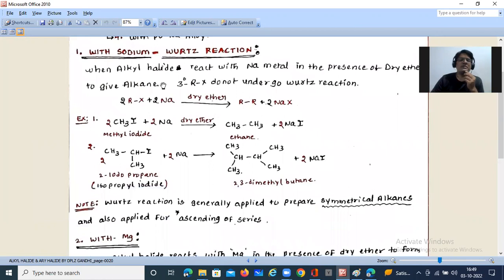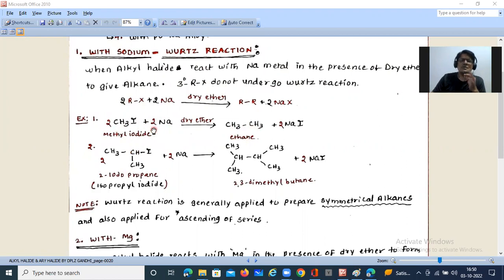Otherwise known as the Wurtz reaction. See here, we take one alkyl halide. When it reacts with sodium metal in the presence of dry ether, the alkyl halides are converted to what? Alkanes. But the tertiary alkyl halide does not undergo the Wurtz reaction. In 11th class we already learned the reason. So according to this statement, now go for this example. Methyl iodide, when it reacts with sodium, gives ethane.